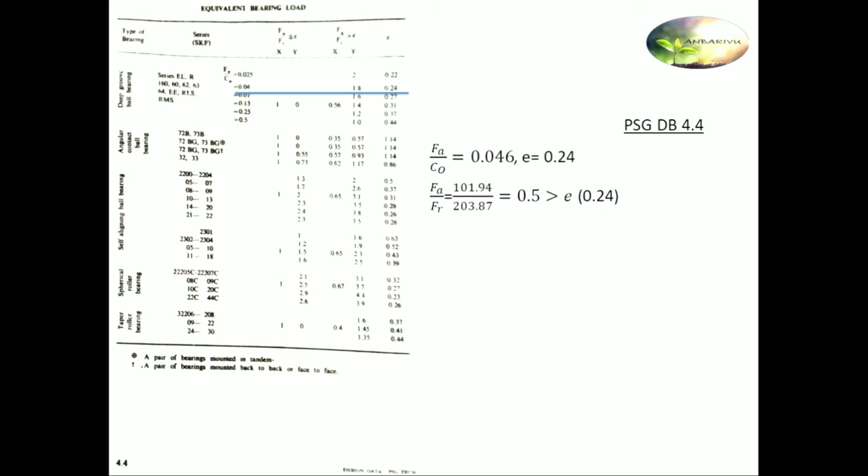From page number 4.4, you have to choose whether FA by FR is less than E or greater than E. For us, first we find the value of FA by C naught. We already found FA by C naught 0.046. So E equal to 0.24. For the ratio FA by FR equal to 0.5, FA by FR is greater than E. So I am taking from the PS data book 4.4, X equal to 0.56 and Y equal to 1.8.